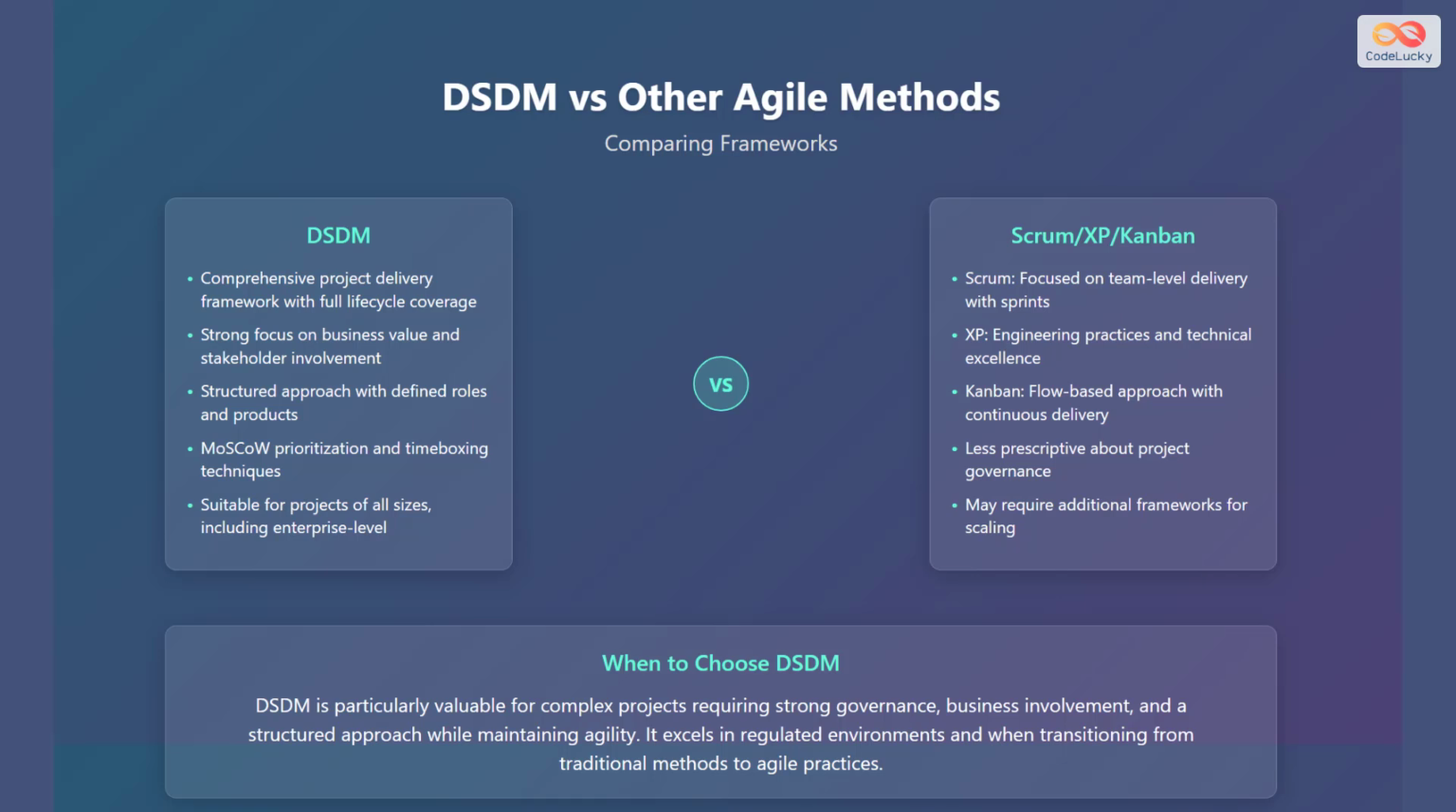Scrum, XP, and Kanban. Scrum focuses on team-level delivery with sprints. XP focuses on engineering practices and technical excellence. Kanban is a flow-based approach with continuous delivery. They are less prescriptive about project governance and may require additional frameworks for scaling.